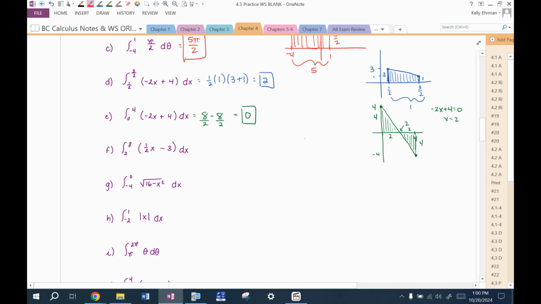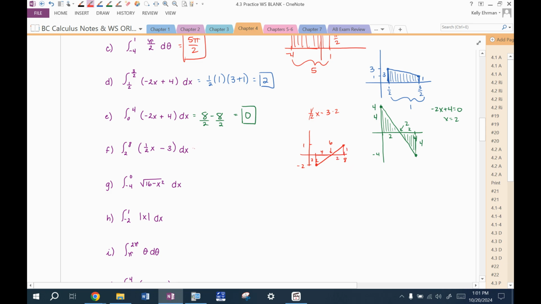Okay, for this one, let's sketch this over here. We're going from 2 to 8. When we plug in 2, we get 1 minus 3, which is negative 2. And then when we plug in 8, we get 4 minus 3, which is 1. You can see I don't bother drawing anything to scale. When is this thing hitting 0? So when 1/2 x equals 3, multiplied by 2, when x equals 6. So the base here from 2 to 6 is 4, height of 2. The base here from 6 to 8 is 2, height of 1.